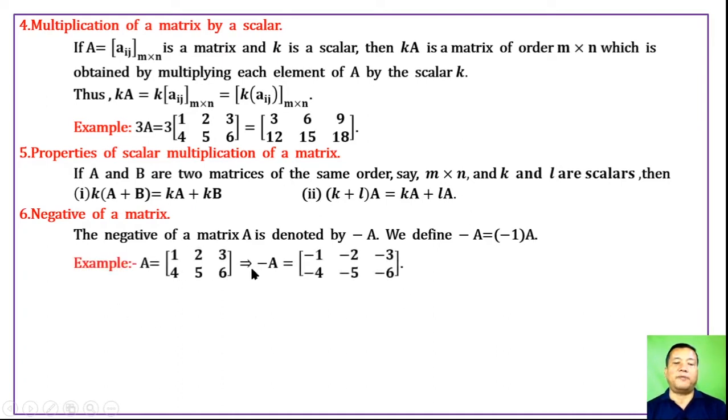Example, A is this. Minus A is each element multiplied by minus 1, first row this, second row becomes this.